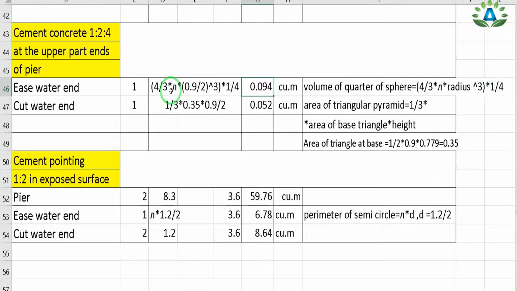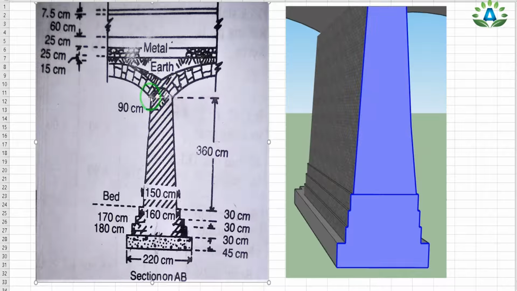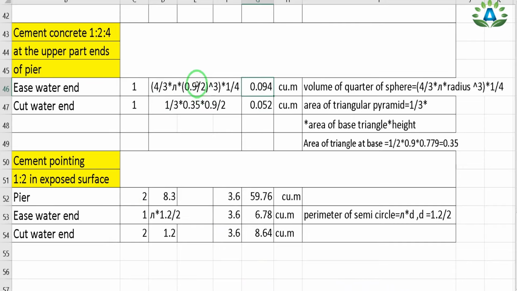So we can write that the radius equals 0.9 by 2, since the total diameter equals 90 centimeter and the radius would be 90 by 2. And we have to put the value in this formula. So we have 4/3 into pi into r, that is 0.9 by 2, and then cube of the radius, and we have to multiply it by 1/4. So we have already calculated the volume of this portion.